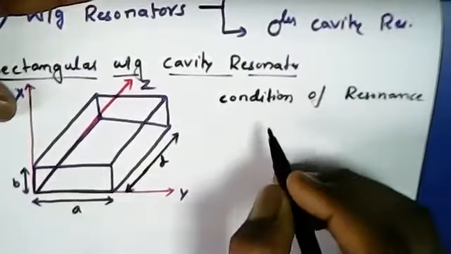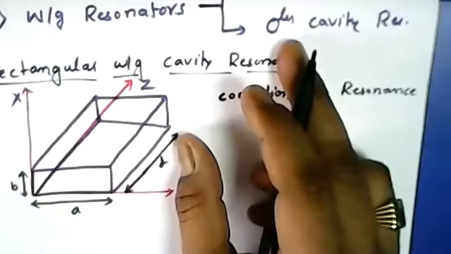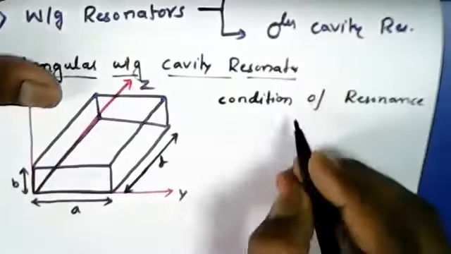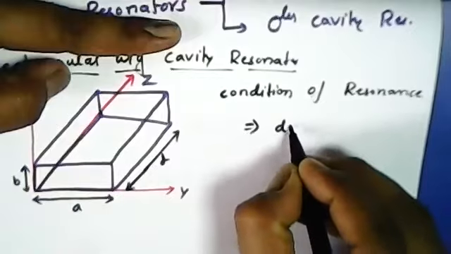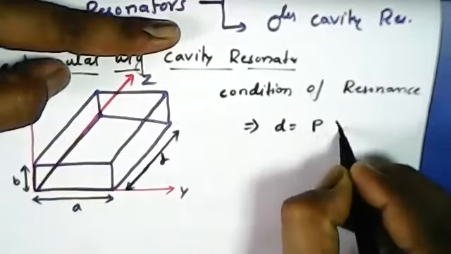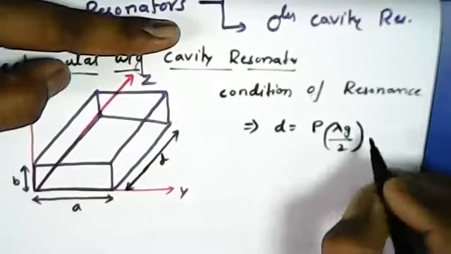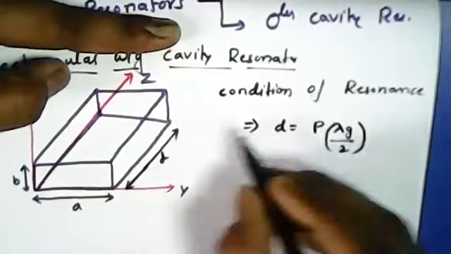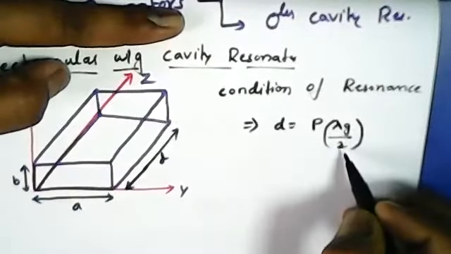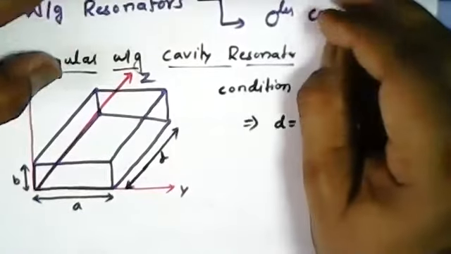Condition of resonance. As I have told, it should be multiples. The condition of resonance is nothing but it should be multiples of, here you can take this D. The condition of resonance can be taken as D is equal to P into lambda G by 2. So these are the modes. D should be multiples of lambda G by 2. Okay, so I am going to give an example of how it is approximated.